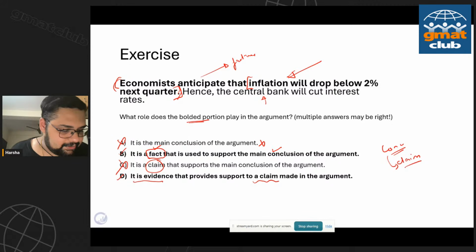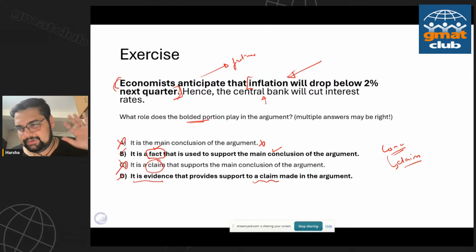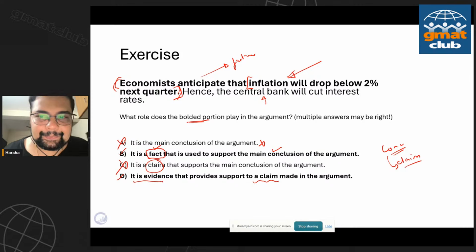Yeah, can evidence be a claim? That's my point. Usually, evidence is a fact, but there are cases where evidence could be a claim. Something which is a claim could be used as evidence. It could be considered as evidence. So I'm a little more flexible with that definition. Okay. So all I'll say is keep an open mind. Don't just assume that evidence has to be a fact. Okay.